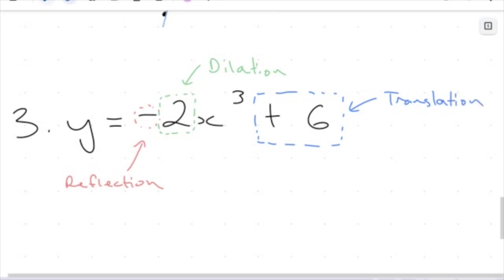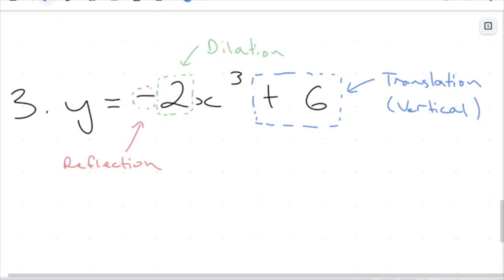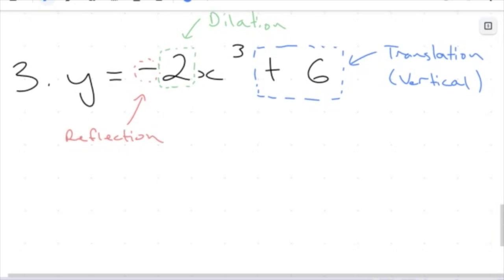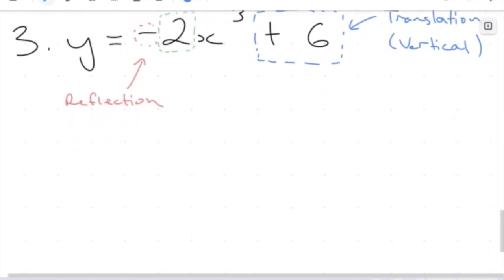And since it's not inside a bracket with x, since it's outside, it's acting on the y. So this is going to be a vertical translation. It's going to shift it up or down. So let's just look at how this would roughly look like, and we're going to try to sketch this particular thing here.